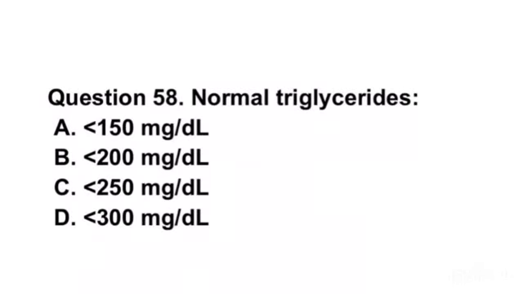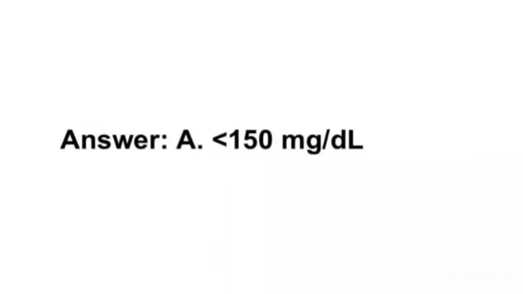Question 58. Normal triglycerides. A. Less than 150 milligrams per deciliter. B. Less than 200 milligrams per deciliter. C. Less than 250 milligrams per deciliter. D. Less than 300 milligrams per deciliter. Answer: less than 150 milligrams per deciliter.